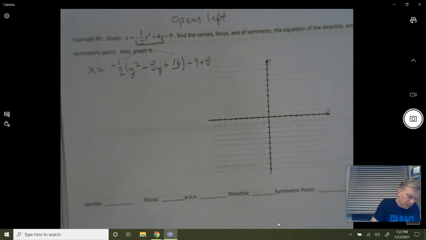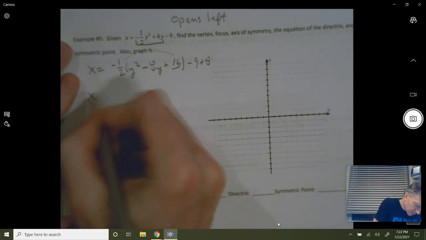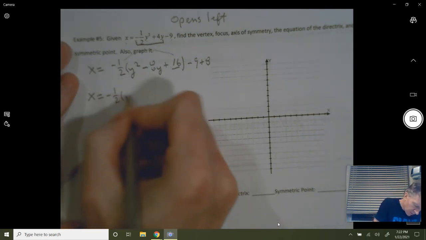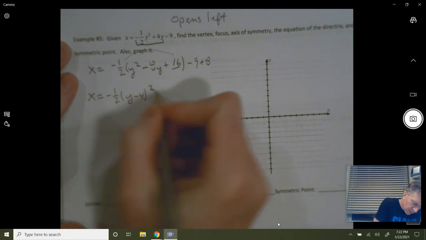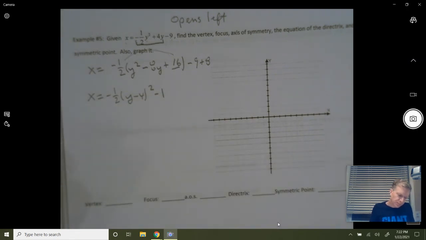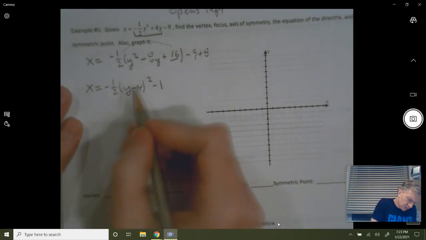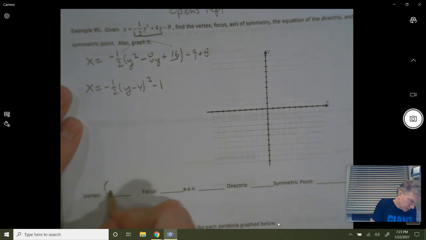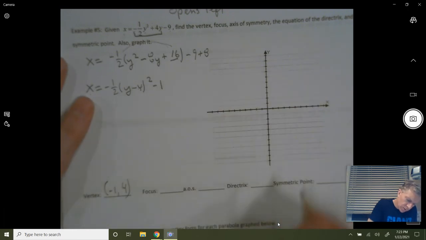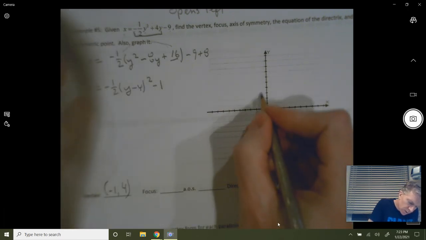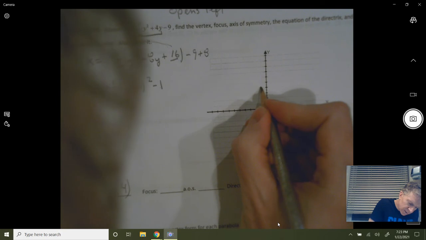Okay. Now I've got x equals negative 1/2 times y minus 4 quantity squared, minus 1. My vertex is negative 1, comma 4. And this is opening left. So negative 1, 1, 2, 3, 4. It's opening to the left.